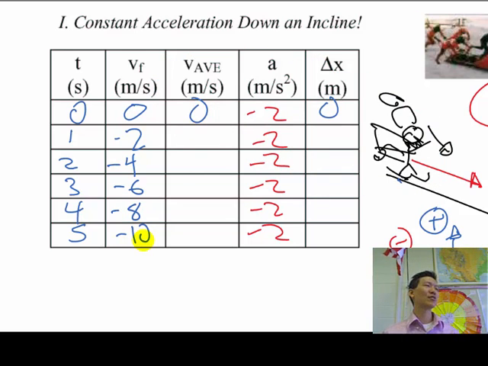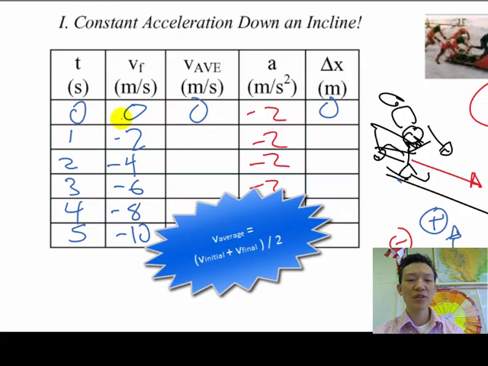Next, we're going to look at the average velocity. This is commonly confused with the instantaneous initial or final velocity. Why is this important? We'll see in a second. So how do you find the average velocity? It's pretty simple. The average velocity is just the sum of your initial plus your final velocity divided by 2.